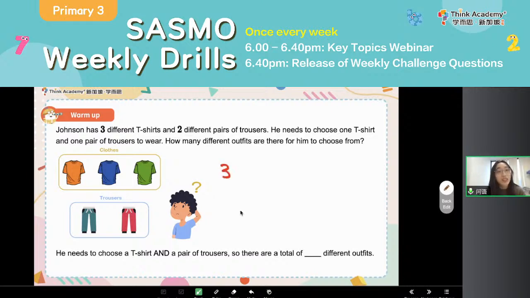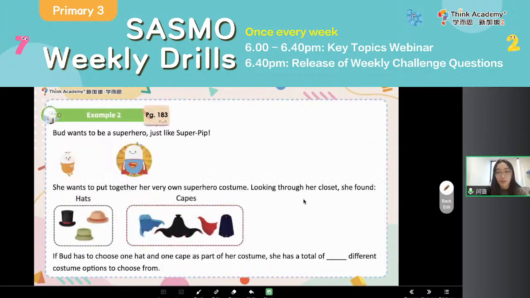Then move on to the second decision. Now, you need to decide which pair of trousers. So now again, how many ways do you have? Okay, 2. So altogether, since you need to make 2 decisions, we just multiply them together. And altogether, there should be 6. Again, when it comes to the matching question, usually we need to apply multiplication. So if you can understand the warm-up question, then let's move on to the second example. It is on page 183.